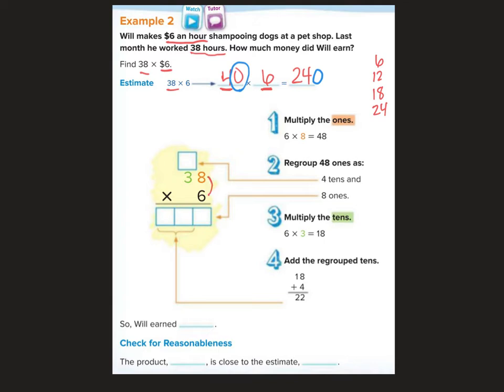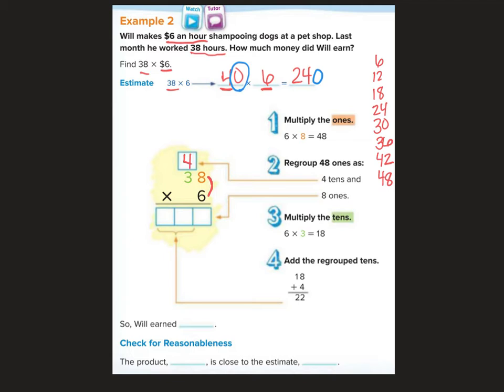Here I have to do 6 times 8 is 48. If I didn't know that, let's keep going with my 6s here: 6, 12, 18, 24, 30, 36, 42, 48. 1, 2, 3, 4, 5, 6, 7, 8. Yep, 6 times 8 is 48.